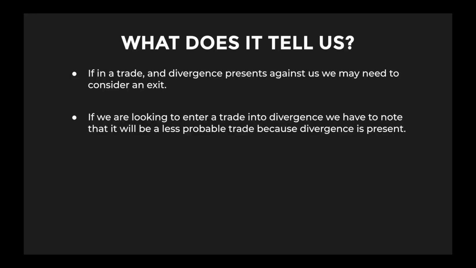So you can use divergence if it's presenting against you to say, hey, you're in the trade, you're up in profit, but divergence is building. Maybe you take your exit here. That's a point where maybe we go to the higher time frames to see what the true direction of trend is to determine if we should pull the trade or not. But we definitely want to understand that divergence can present against our A1 trade and signal that change is coming. If we're looking to re-enter a trade into divergence, we have to take note of that because it's going to be a less probable trade because divergence is present.